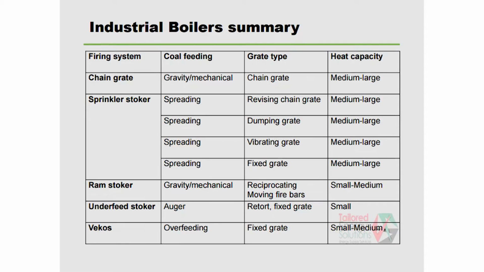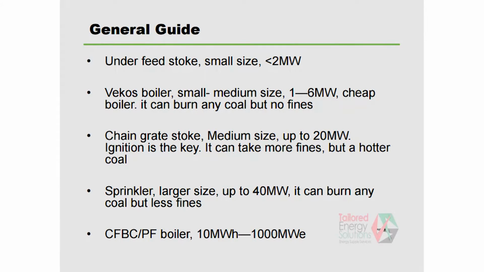Okay. That is the summary for all these boilers, what they can do, what the grate is. Different boilers have different sizes and capacities, this sort of stuff. In general, the underfeed stoker is much smaller. Vickers boiler, 1 to 6 megawatts, it's a cheaper boiler. Chambered boiler, you have more movable mechanism parts inside, and the ignition is the key, just beware.